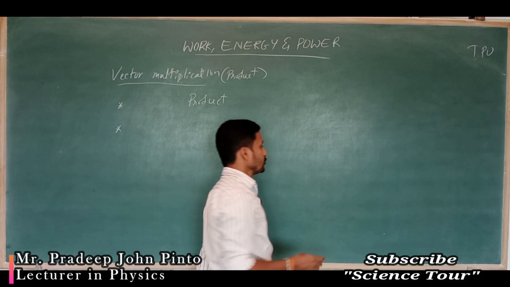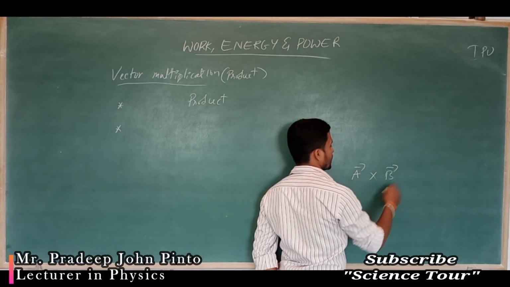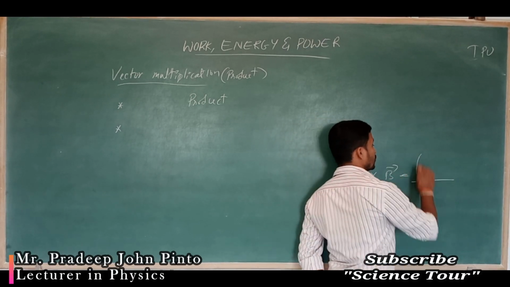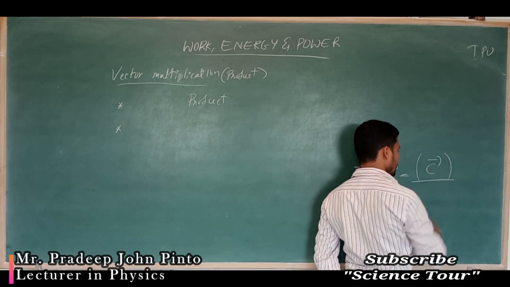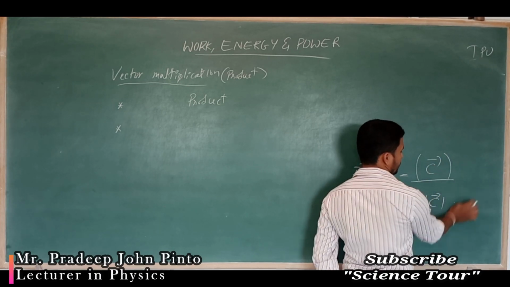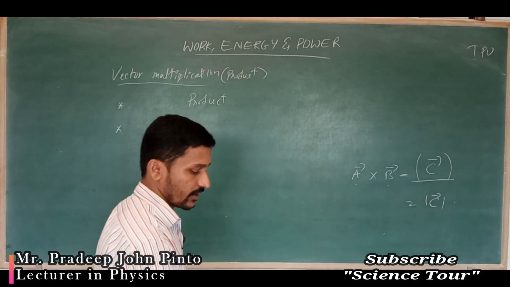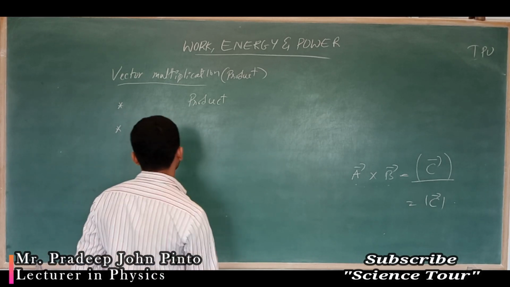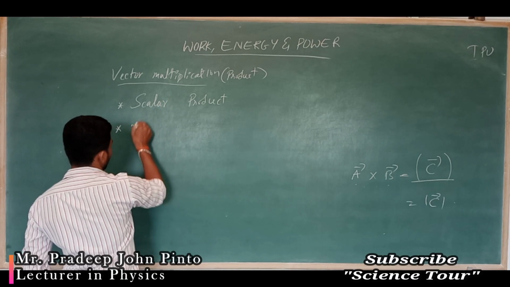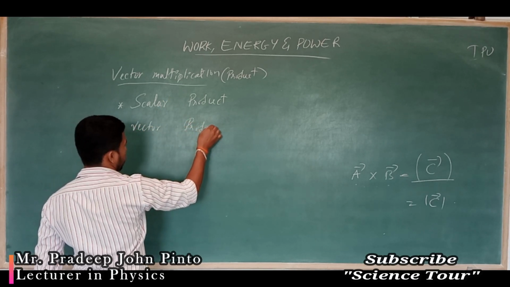I will give you a vector a and a vector b. If I multiply a vector and b vector, what am I going to get? Do I get a vector only, or do I get a scalar which is not a vector? Based on that, we have two types: one is the scalar product and the other is the vector product.